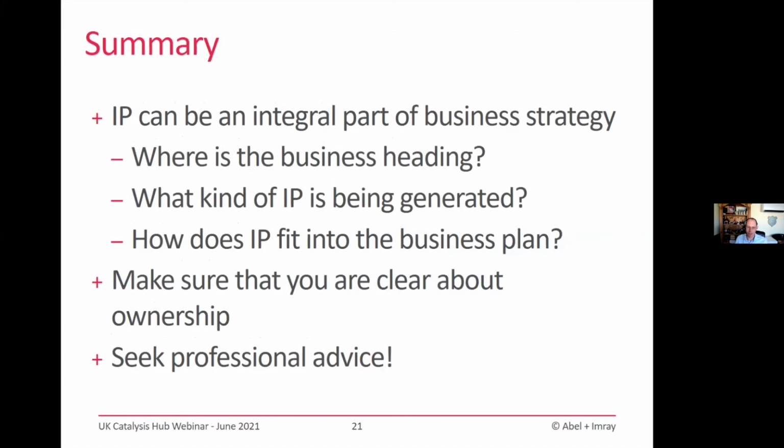As we said earlier, ownership matters. Ownership is really important. So who are the inventors? Who's contributing? Have we named them all? Are there any that aren't really inventors that might complicate the picture on ownership?